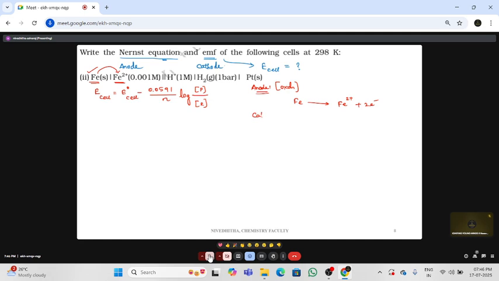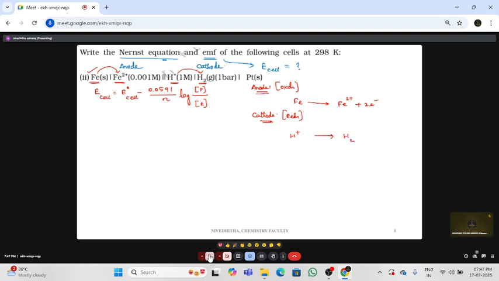And how about cathode? In cathode, we can expect a reduction reaction. Reduction is basically gain of electron. Here we have two chemical species. One is H plus and another one is H2. So the process has to be H plus has to get converted into H2.